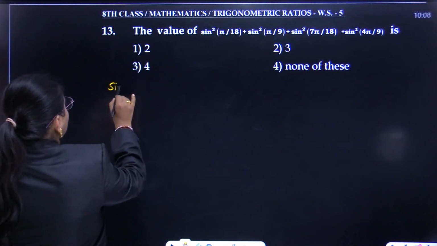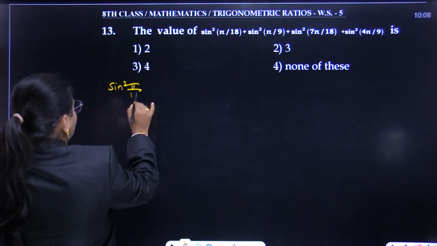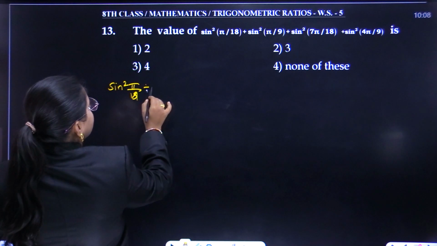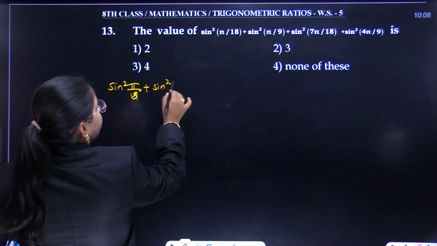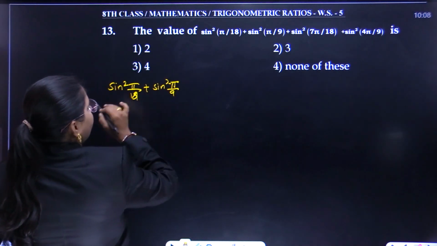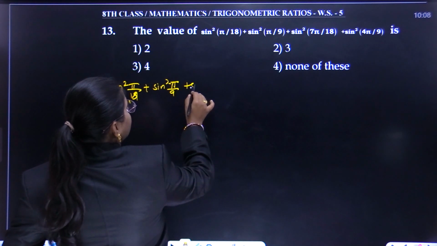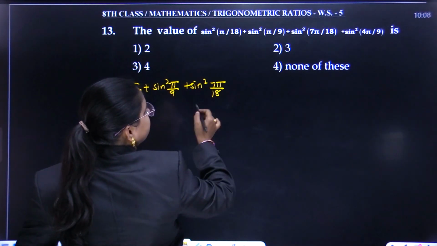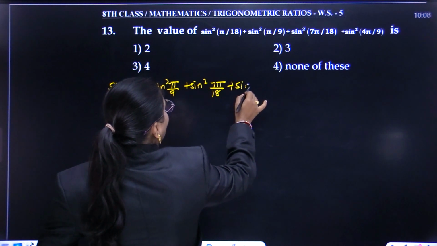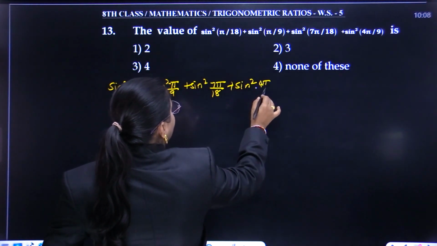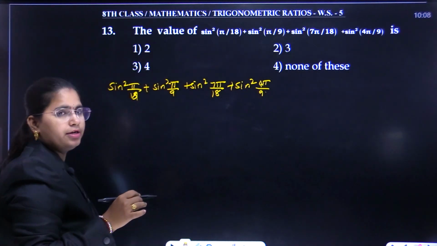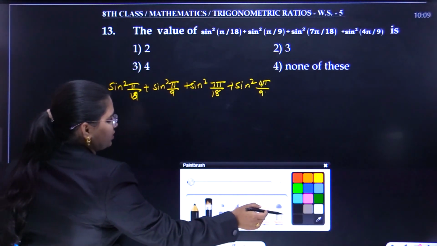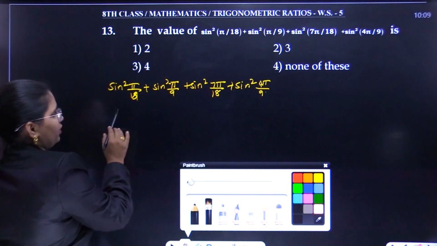So what is the question? Sine square pi by 18. Next, sine square pi by 9. Next, sine square 7 pi by 18. Next, sine square 4 pi by 9. Correct? It's 4 pi by 9. Yes or no? So I'll do some changes so that our problem will be solved.